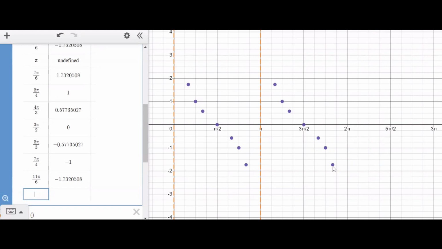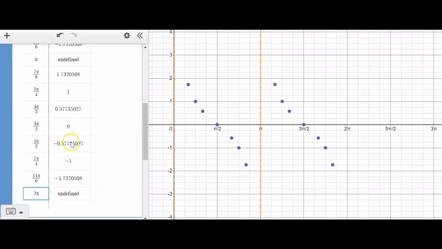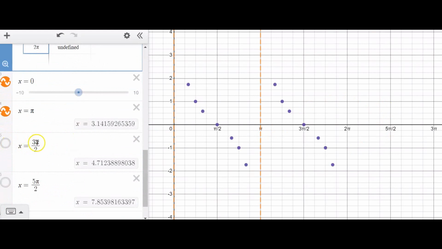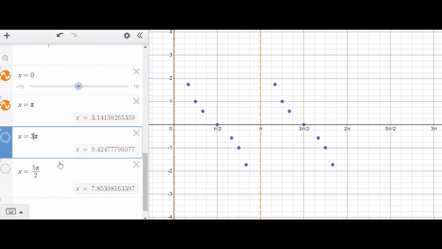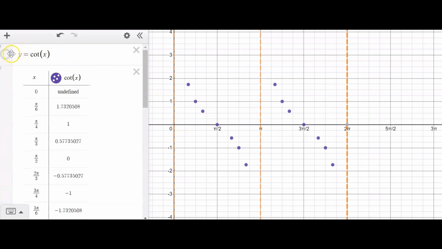And then when we get to 2 pi, we once again have undefined. So we're gonna put in another vertical asymptote here, only at 2 pi, and there it is. Okay, so it looks like we're seeing with cotangent a very similar pattern with tangent, only it's kind of upside down and it's also shifted over, because tangent actually didn't have a vertical asymptote at 0. It had a vertical asymptote at pi over 2 and at negative pi over 2. Okay, and so let's go ahead and graph this cotangent.